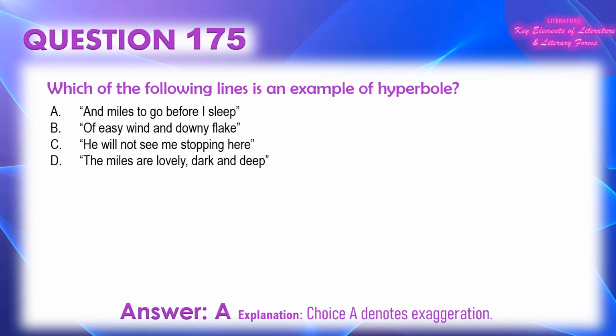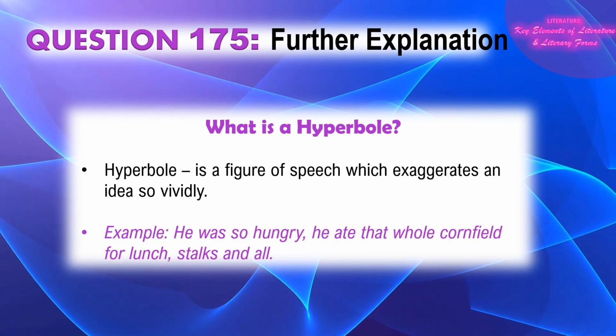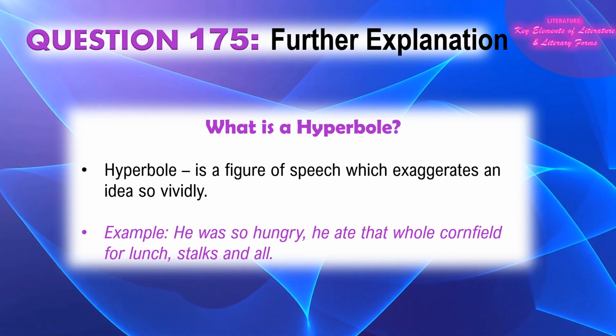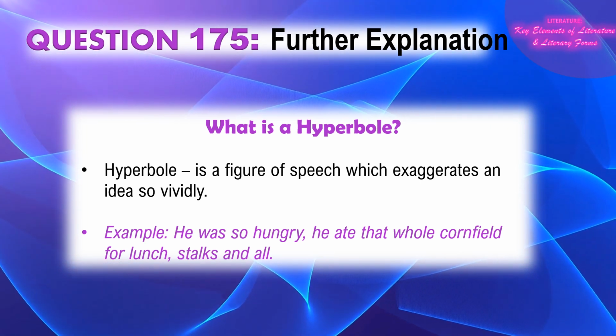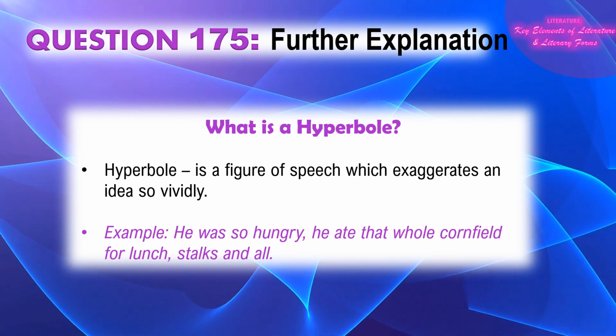Question 175. Which of the following lines is an example of hyperbole? Answer: A. And miles to go before I sleep. Choice A denotes exaggeration. What is a hyperbole? Hyperbole is a figure of speech which exaggerates an idea so vividly. Example: he was so hungry, he ate that whole cornfield for lunch, stalks and all.